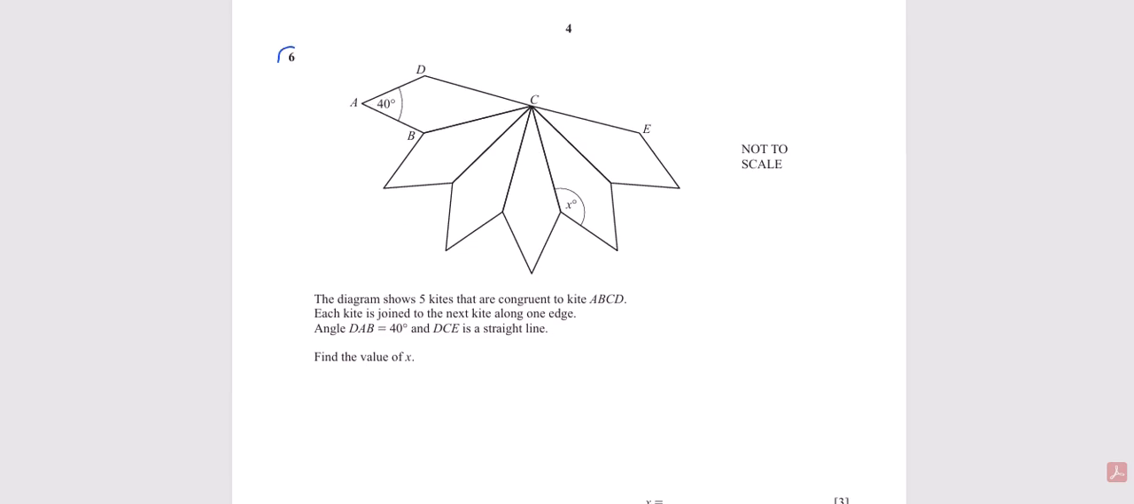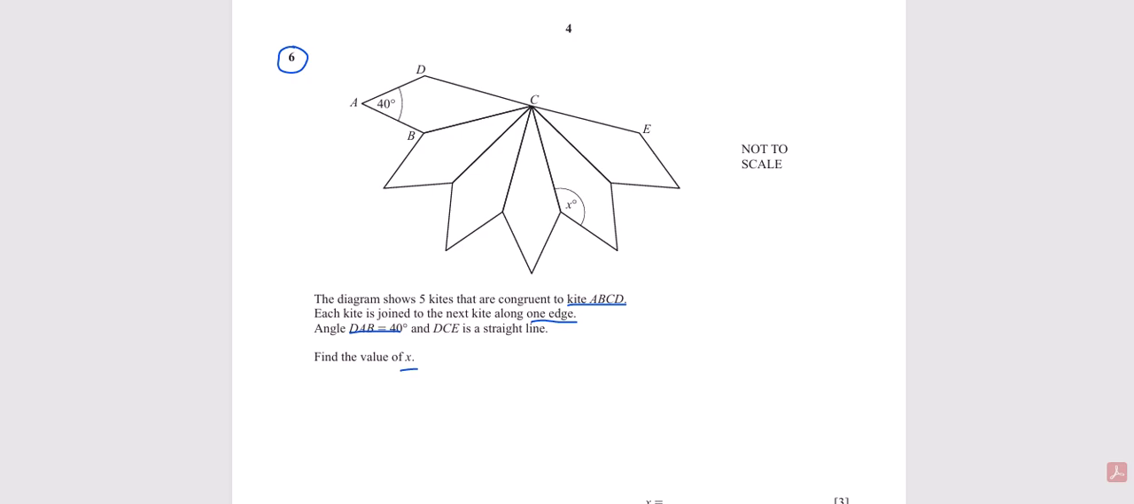Question number 6. The diagram shows 5 kites that are congruent to kite ABCD. Each kite is joined to the next kite along one edge. The angle BAD is equal to 40 degrees, and DCE is a straight line. Find the value of x.